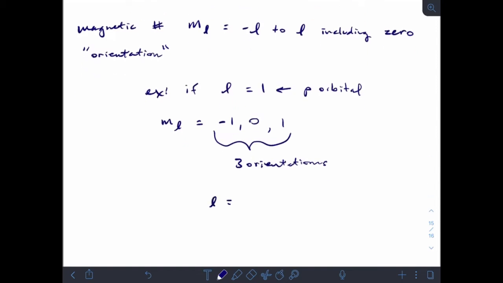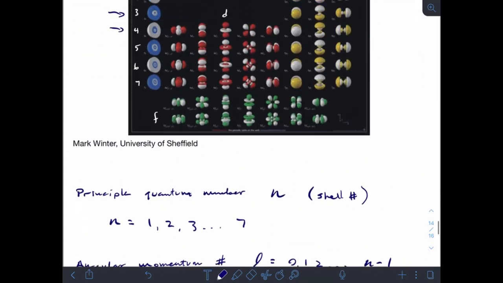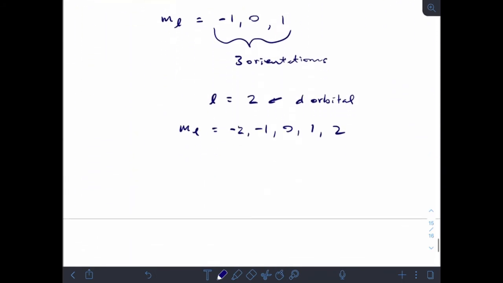So if L equals 2, then m sub L can be negative 2, negative 1, 0, 1, or 2. L equals 2, that's a d orbital. And if we come back to our diagram, let's take a look. So how many orientations do we have for a d orbital? There are 5 of them. Right, so if I have a d orbital, 5 possible orientations, guess what? There are 5 digits for m sub L, so 5 orientations.